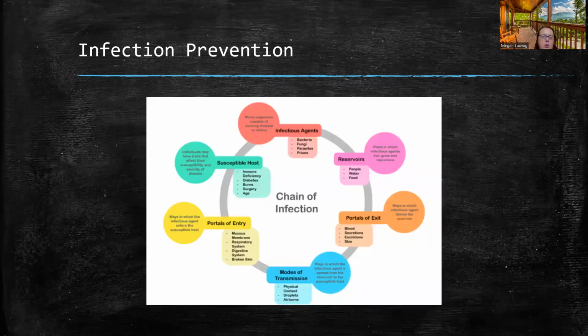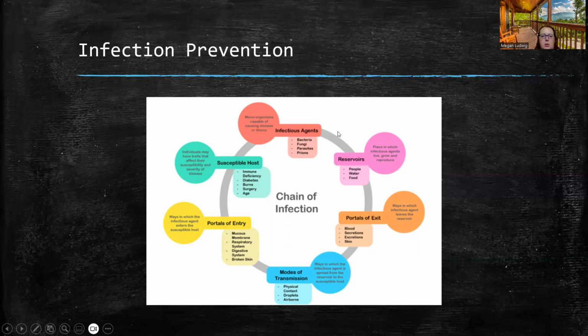So the chain of infection looks something like this. So when we're talking about how does that bacteria or virus move on to the next? Okay, so what are our infectious agents? We've talked about these. We didn't list too many fungi or parasites, but that's your microorganism that causes a disease, your pathogen. Then where does it go?